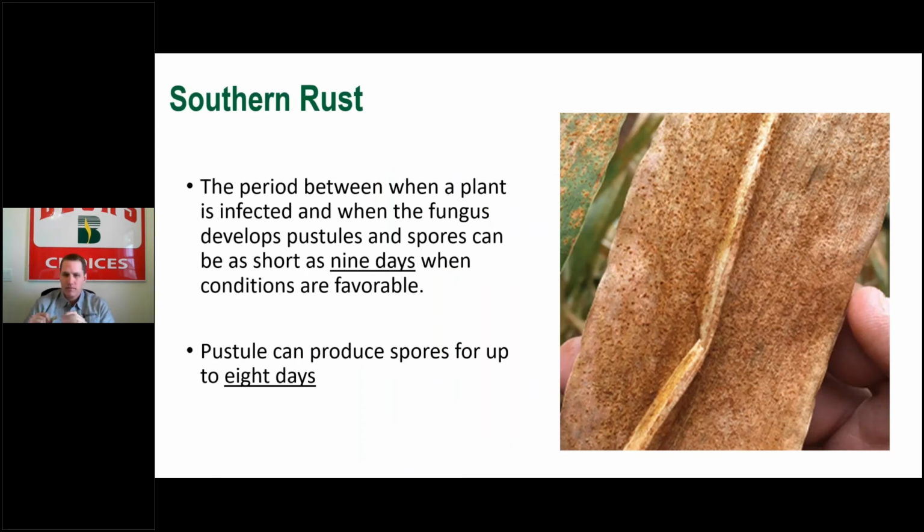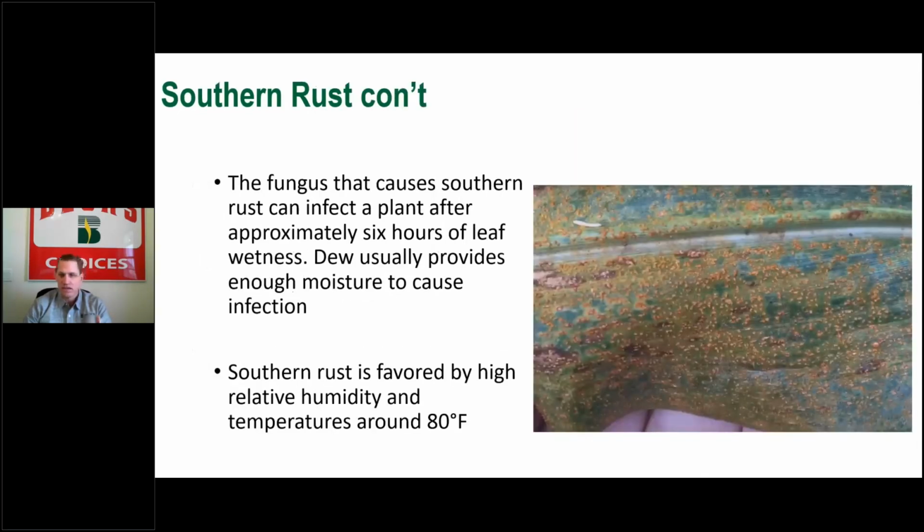So it's very aggressive as well. It has a latent period of about 9 days, so that's quicker than what we see the tar spot have for that latent period. And the unique thing about this is once it starts producing spores, one pustule can produce spores for up to 8 days. So it gets the snowball rolling, per se, and it just keeps building and building and building as long as those environmental conditions are in place.